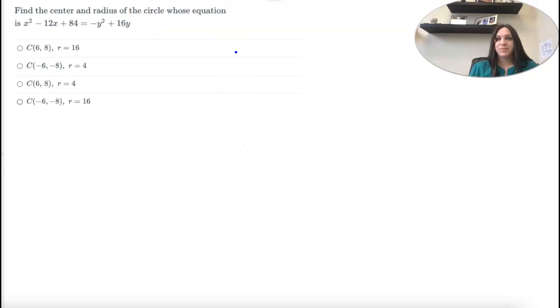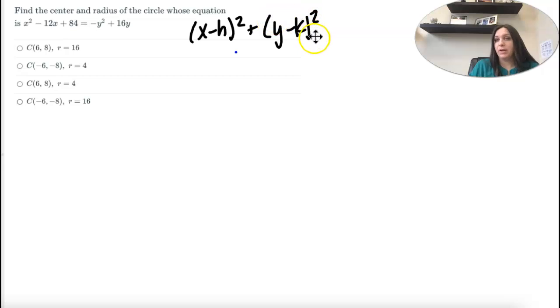So this section we're talking about circles. Our last section was parabolas, the U shape, and now we're closing that to make a circle. Our standard form of the equation is (x minus h) squared plus (y minus k) squared. We're taking that y value and squaring it now. That makes a circle, and that equals r squared.